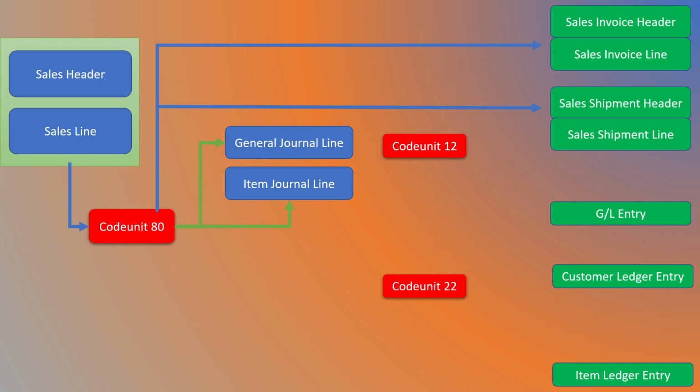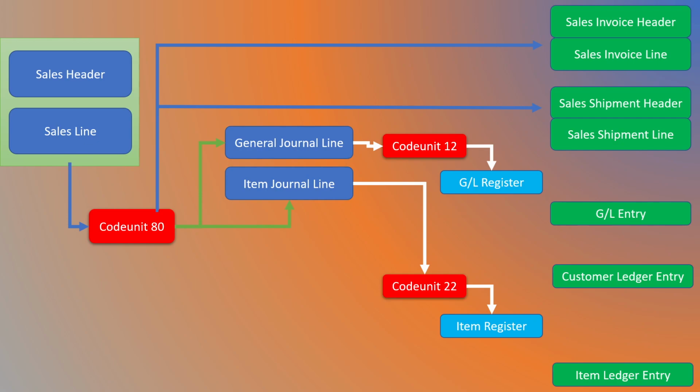The journal line is then passed to code unit 12, whereas the item journal line is then passed to code unit 22 to further process it. At this point in the whole transaction, code unit 12 eventually creates something called the GL register, and code unit 22 creates the item register, which means the summary of what's going to happen when this gets created.